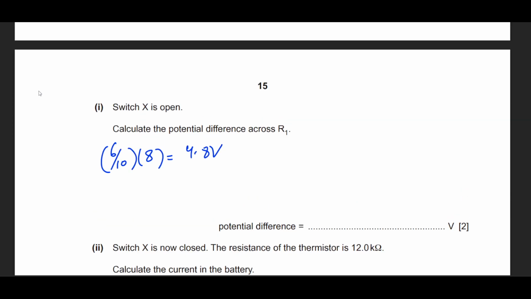And by the way, you could have done it in this way. V equals IR. Voltage is 8 volts. Current you don't know. Resistance is 10 kilo ohms.